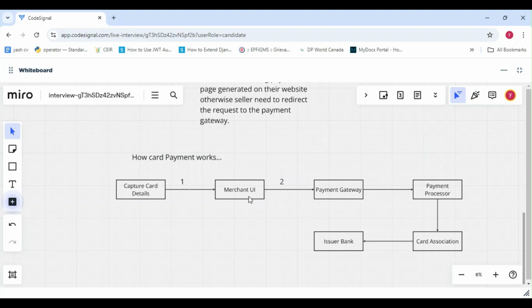So the customer enters the card details. It will go to the merchant UI, then to the payment gateway. In the payment gateway, the customer can select multiple payment methods: card payment, UPI, net banking, wallets. Then from the payment gateway, we will go to the payment processor, which will convert the JSON or XML message format to the ISO switch format.